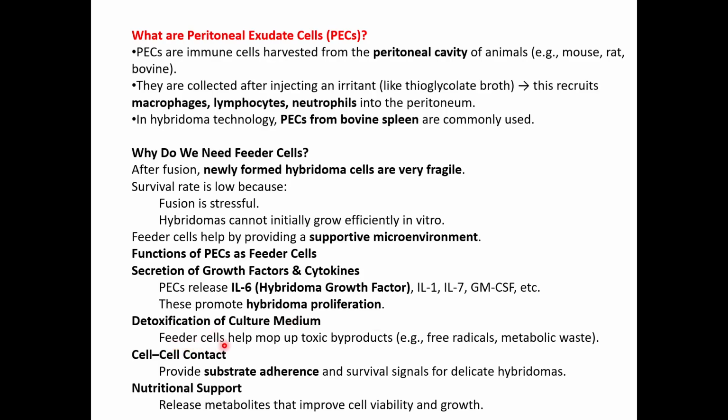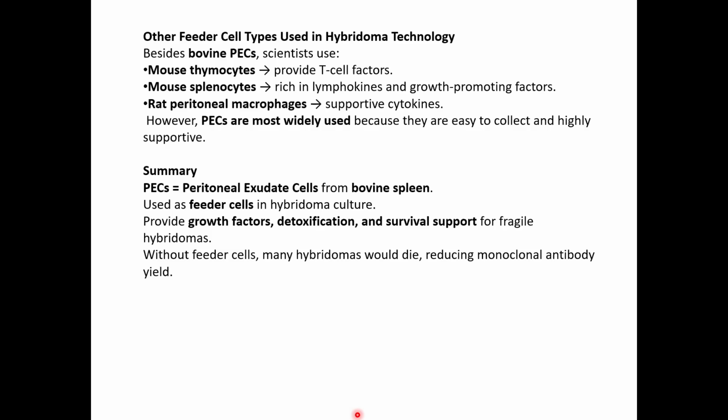It also helps in detoxification of the culture medium. The feeder cells help mop up the toxic byproducts like free radicals, metabolic waste, etc. Then cell to cell contact is provided. They provide substrate adherence and survival signals for the delicate hybridoma cells. When they have physical contact with the other cells, the cells tend to proliferate better. So they help in the adherence, and then nutritional support. They also release metabolites that improve cell viability and growth.